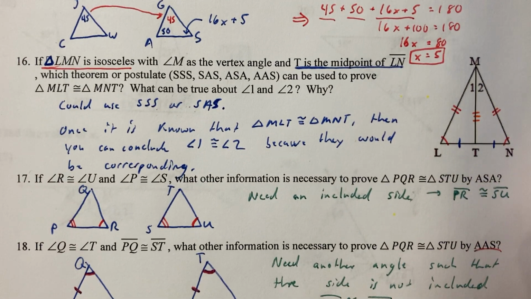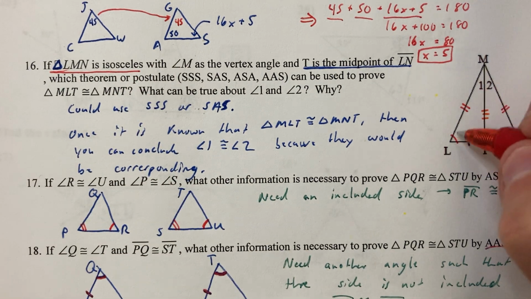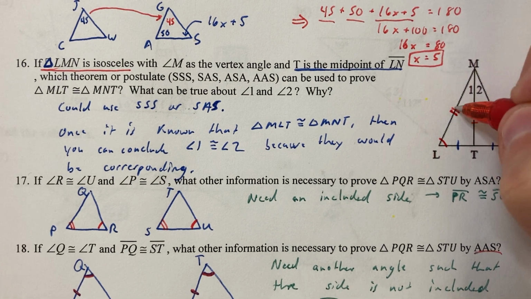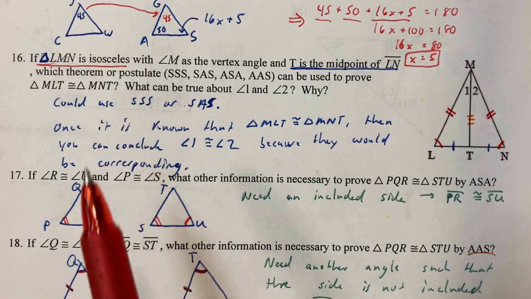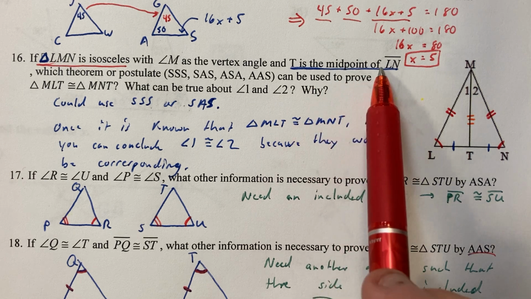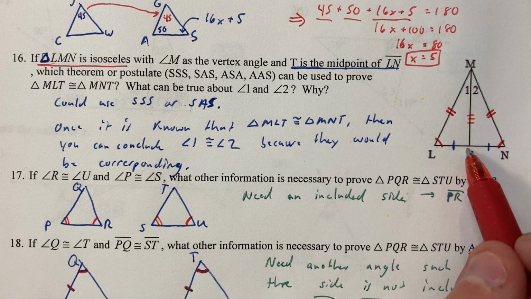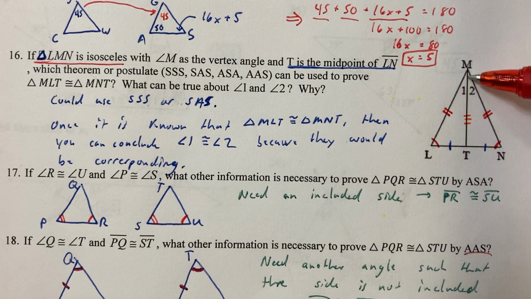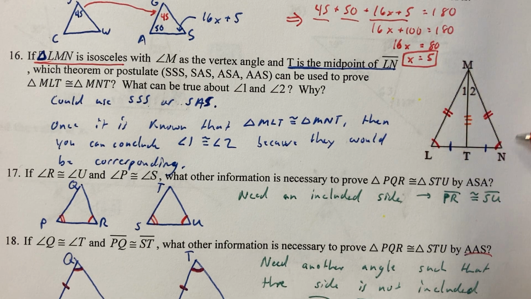Number 16. We get info that the triangle is isosceles, which means I can go over to my picture and put the base angles equal, and I can make these marks as well because of the isosceles. So that gives me quite a bit of information. T is the midpoint of LN. So LN right here is being bisected by T. Midpoint means it's in the middle. So I can put that mark and that mark. And then I also have this shared side. So I got that mark here as well.